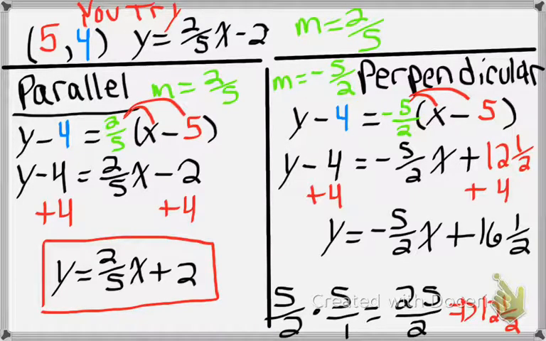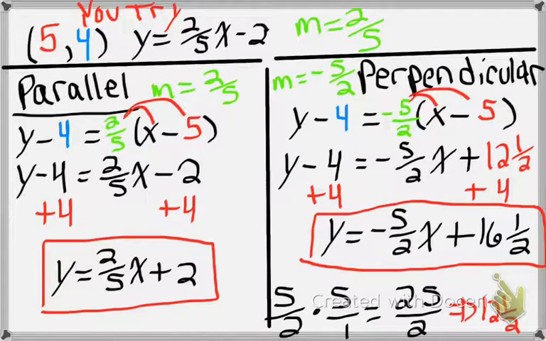Notice the slope was an improper fraction. Remember, we leave slope as improper fractions. We do not change that to a mixed number. 12.5 plus 4.5, that's 16.5. So that's where that came from. So we're done. That's our final answer. This is the equation of the line that is perpendicular to the given line and passes through the given point. Great job, guys.